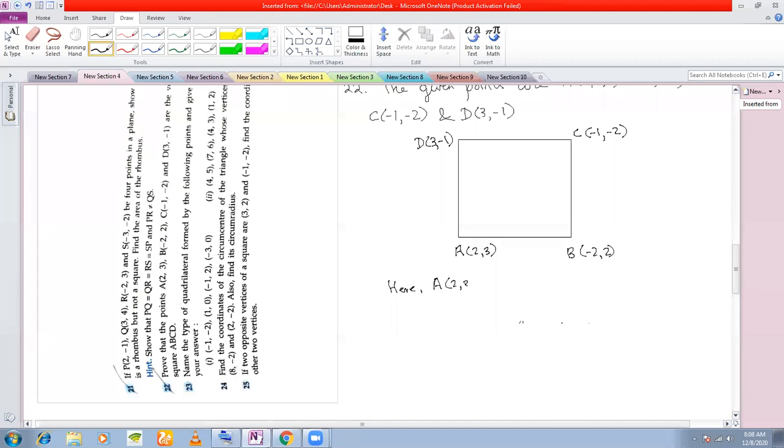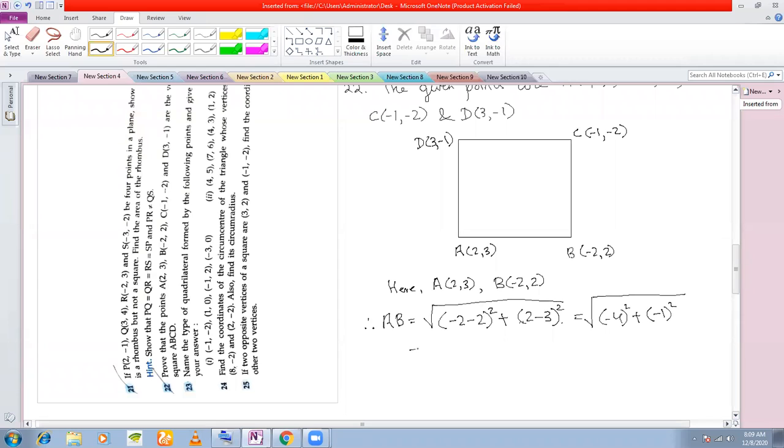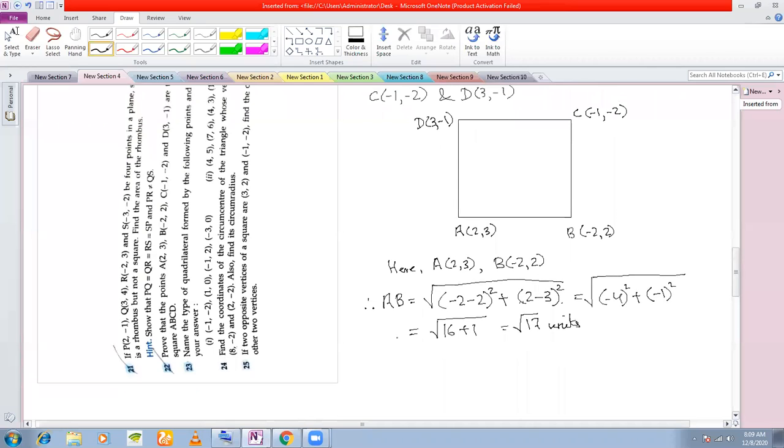A is (2, 3) and B is (-2, 2). So what is AB? Root over of (-2 - 2) square plus (2 - 3) square. This is root over of (-4) square plus (-1) square. This is root of 16 plus 1, root 17 units. Okay. Prime number under radical, you cannot do anything with this.